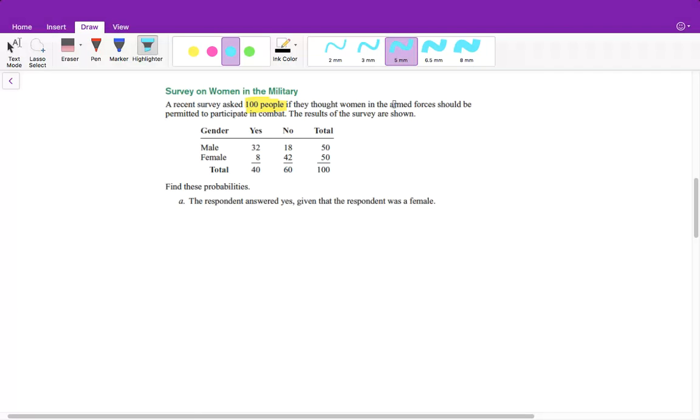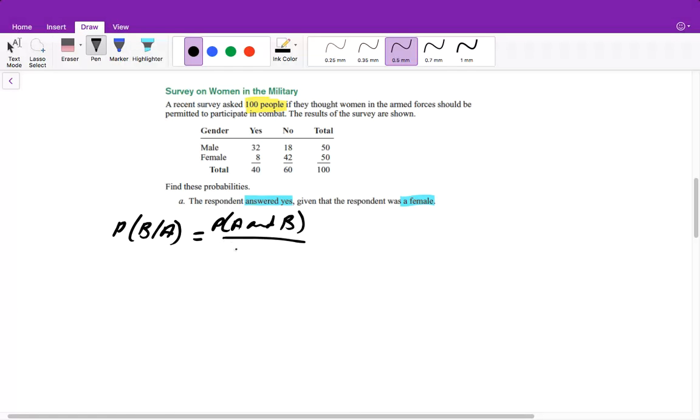They asked if they thought women in the armed forces should be permitted to participate in combat, and the results are shown below. And they want us to find the probability that the respondent answered yes, given that they were a female. So we're going to go ahead and use the formula. I'll write it underneath. The probability of B given A is equal to the probability of A and B over the probability of A.